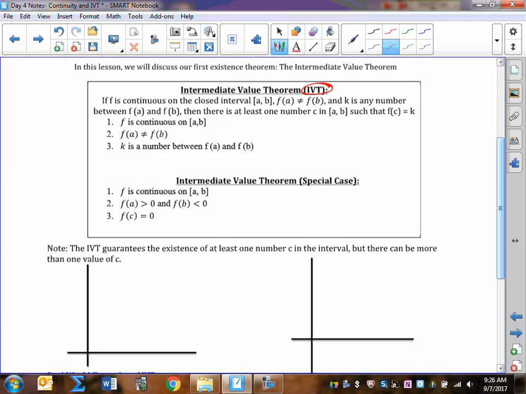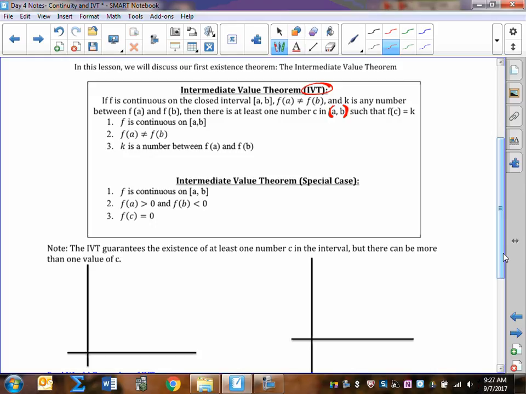All right. If f is continuous on the closed interval a to b, so it's continuous between two endpoints, and our endpoints are not equal, and we have our y values associated with those endpoints, and there is some value in between those y values. Okay, so we have some k in between there. Then there is at least one number c in our x values such that that y value k matches up with the y value of c. Now this should be an open interval, so if you would fix that on your notes, that should say open interval a b.